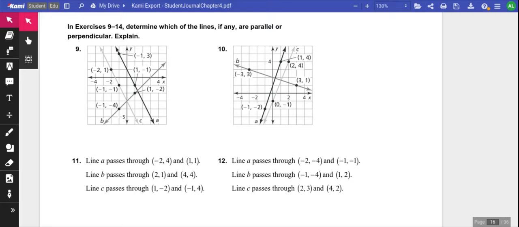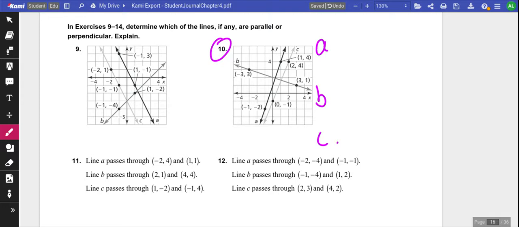Right? So I'm going to look here at number 10. It's asking which of these lines, if any, are perpendicular to each other. So basically, I just want to find all the slopes. I want to find the slope of A, the slope of B, and the slope of C. I've got line A right here, this darker one. B is this one going this other direction, and C is that lighter one. It's nice when it's given to us in the graph, because then we can just count. Remember, slope is always rise over run.